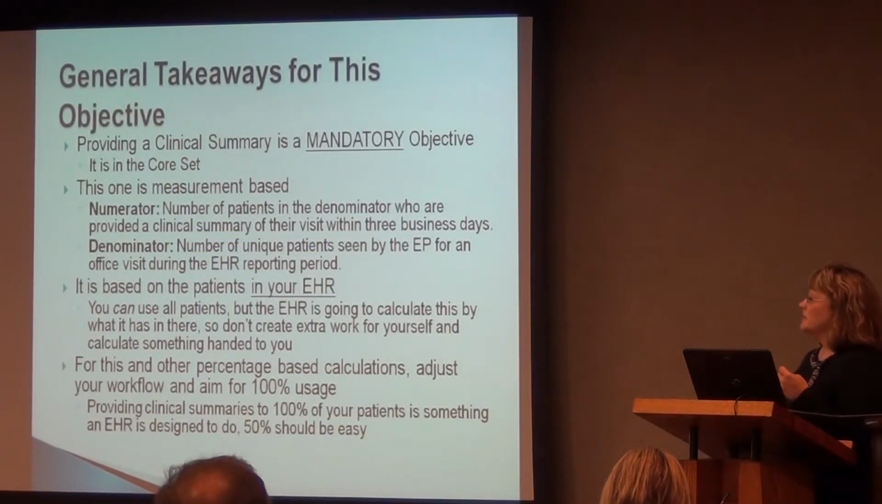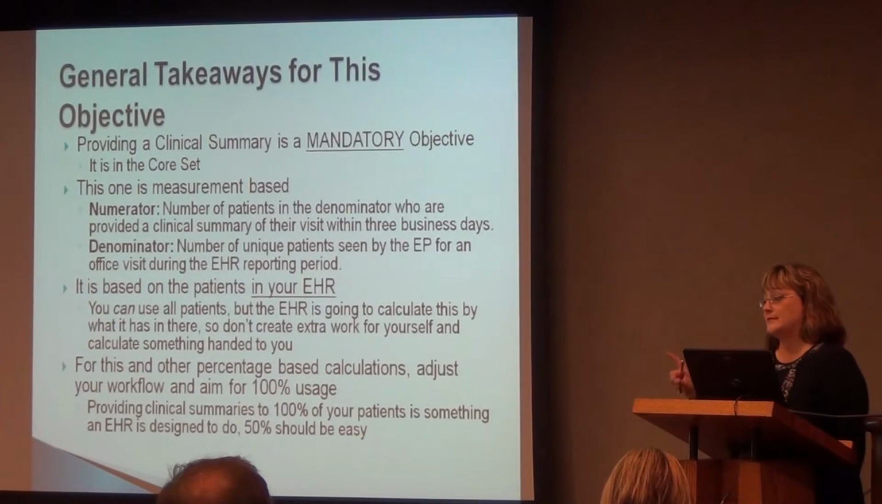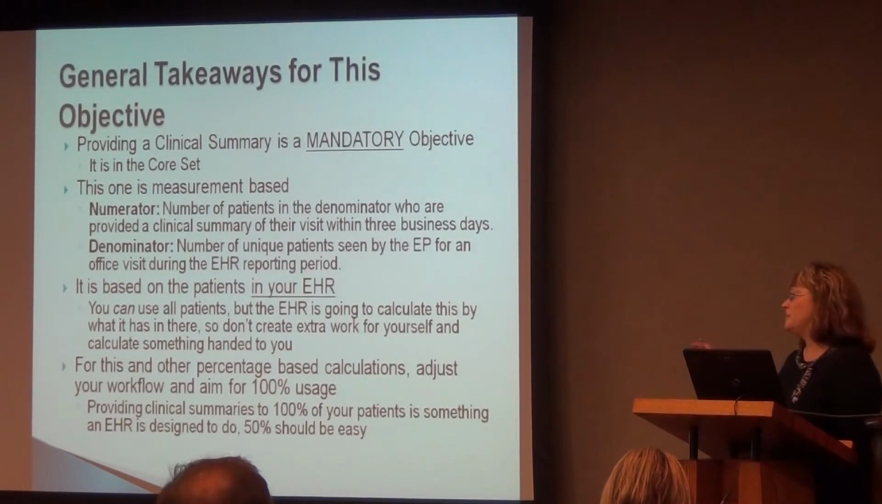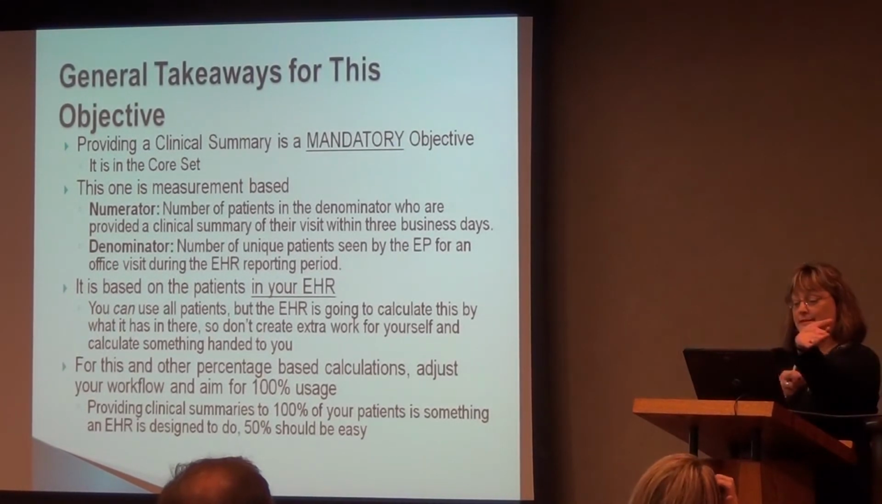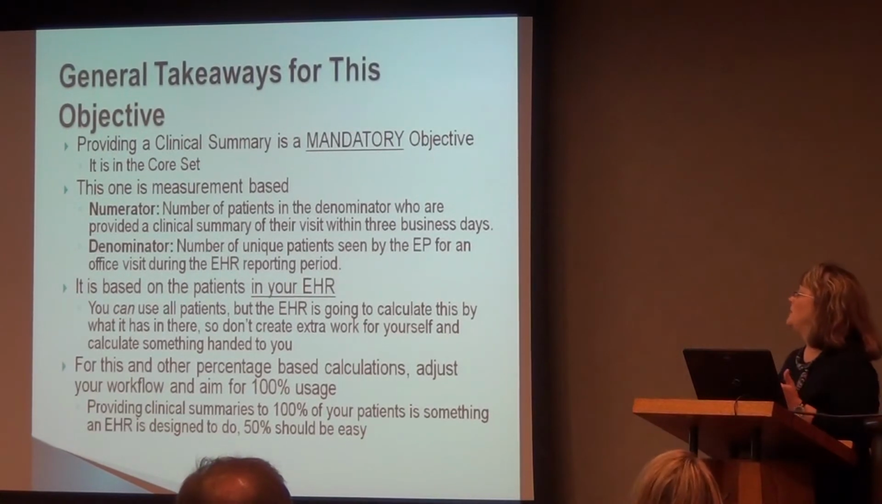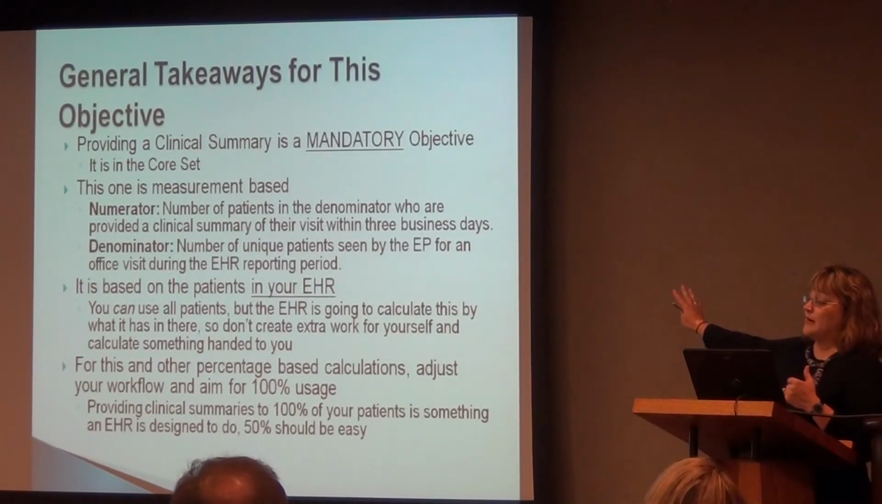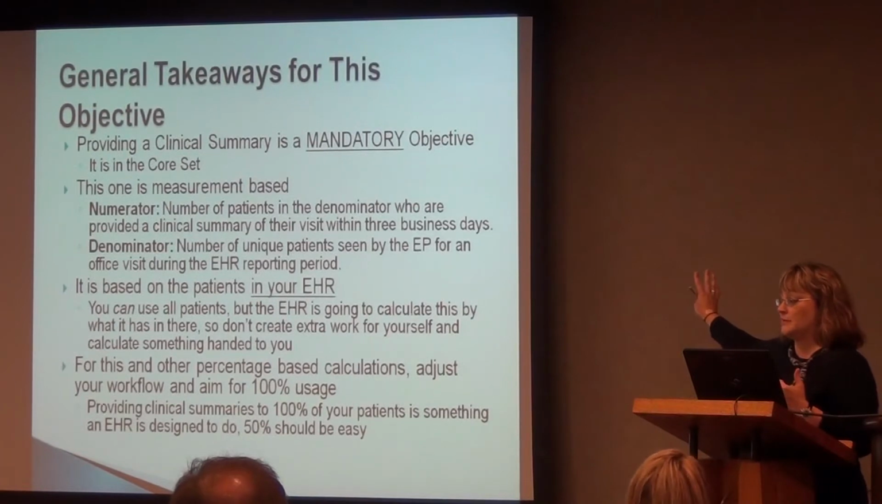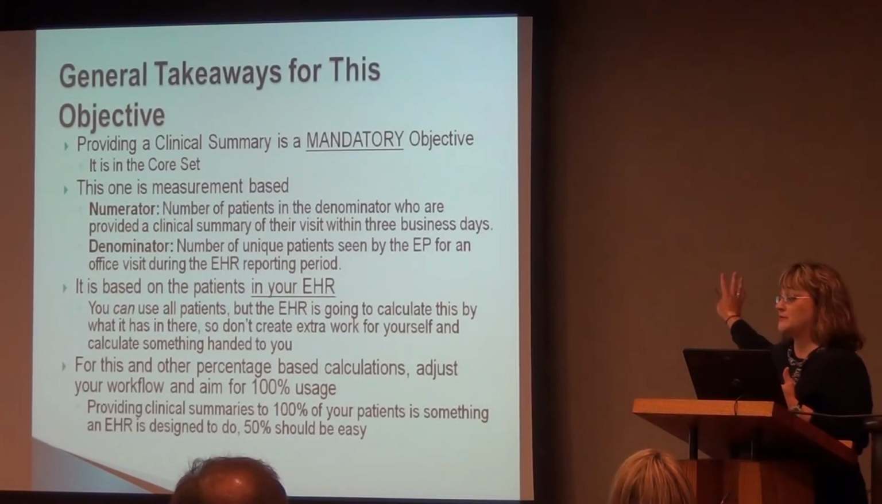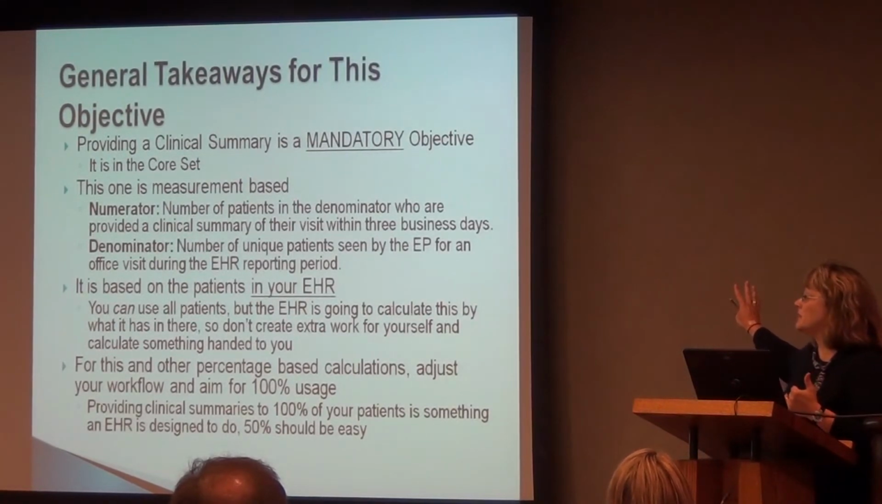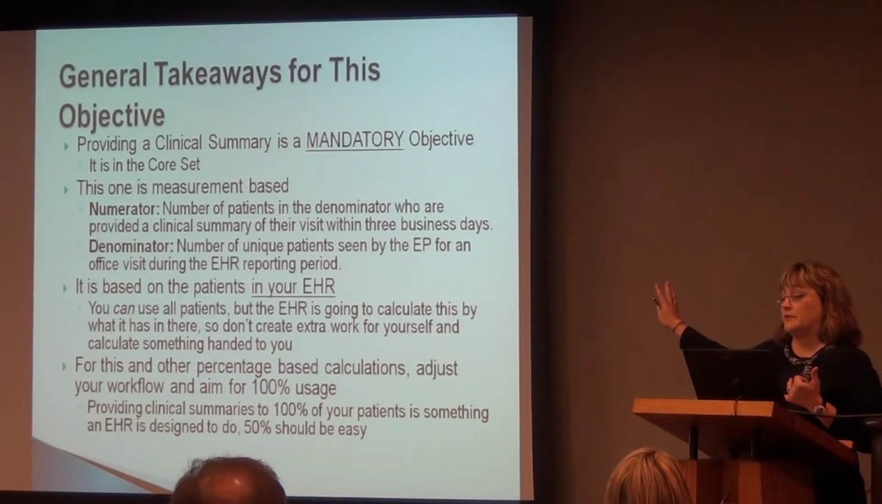Now, providing the clinical summary is a mandatory objective in the core set. So the numerator is the number of patients in the denominator who are provided a clinical summary of their visit within 3 business days. We want to set it up a couple different ways because this can require a lot of printing of paper. For this particular application, there is an option to set up a patient portal where those patients can receive the visit summaries electronically. You have to give it to the patient within 3 business days.